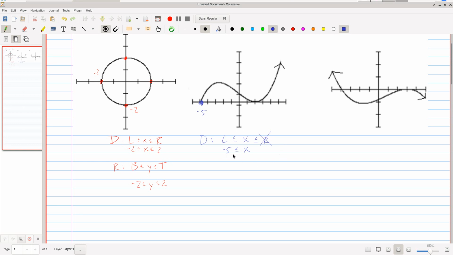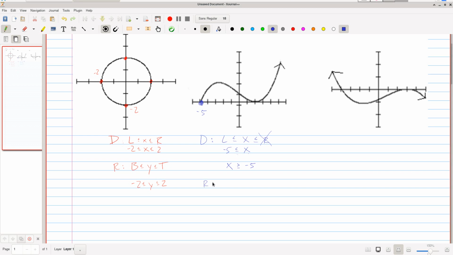Now you could leave your answer like this, but anytime we have a one-sided domain, it's very common to have the x first. So if -5 is less than or equal to x, this means that x is the larger of the two, so x is greater than or equal to -5.